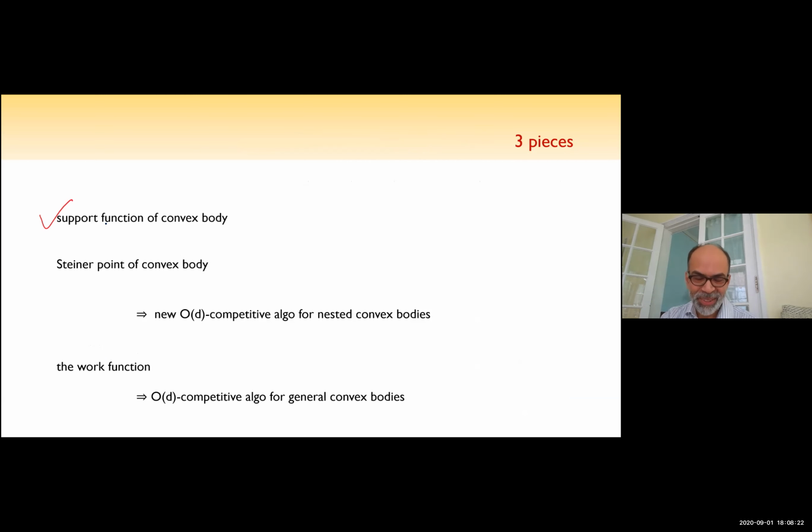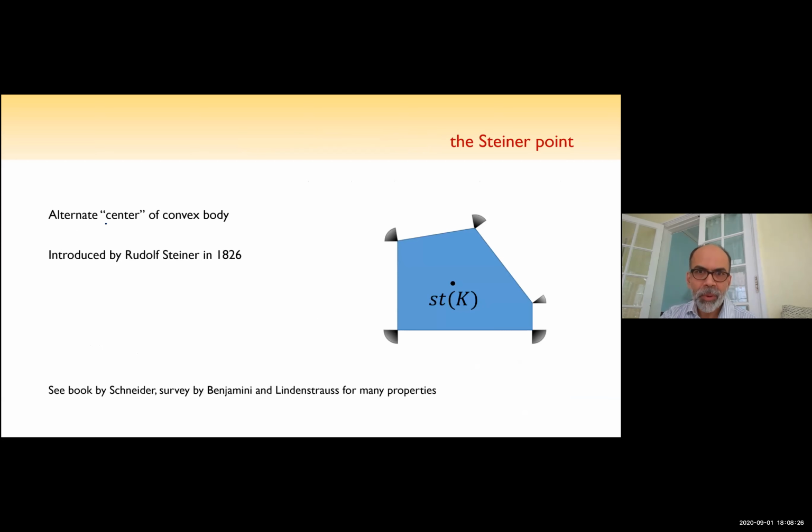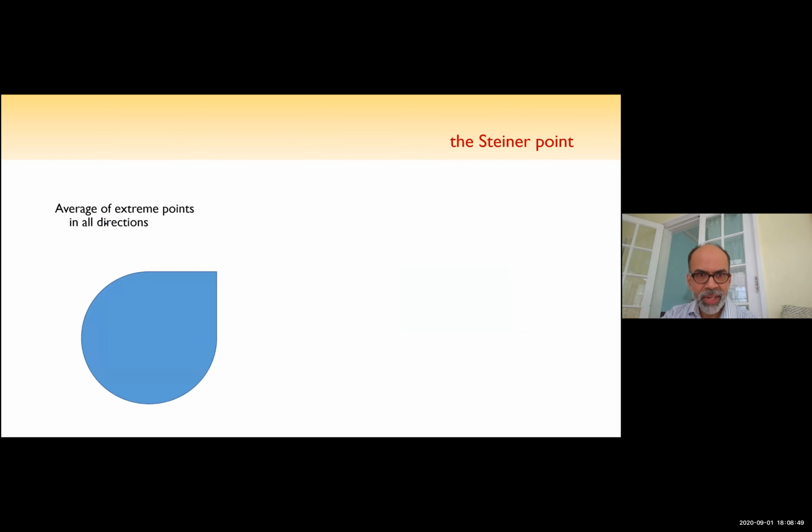So the remaining 2/3 now. Okay, so let's define the Steiner point. The Steiner point is a notion of a center of a convex body, and it's like a stable center. There's a history associated with this, and there's a very nice short survey by Benjamin Lind and Strauss that you could look at. There's a big book by Schneider. Anyways, so what's the Steiner point? Let me just define it.